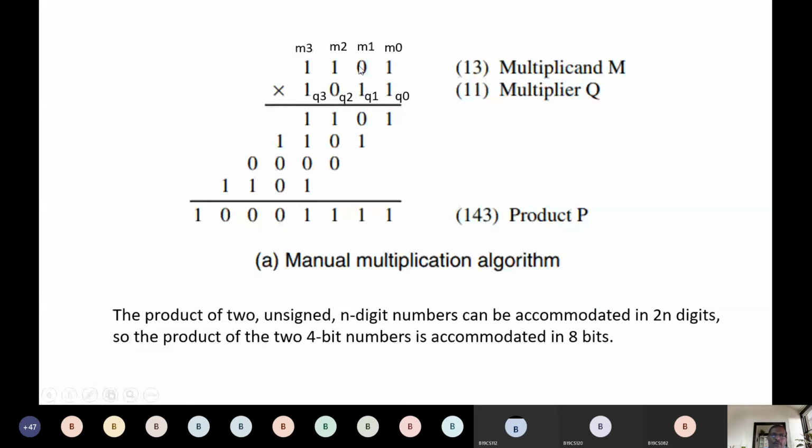The same diagram, you can see 1101 multiplied by 1011. We already know it's 13 and 11, and this is M0, M1, M2, M3, because the multiplicand we are calling M. Similarly, the multiplier is Q, so it's called Q0, Q1, Q2, Q3. So what is our first product? Q0 into M0, next Q0 into M1, Q0 into M2, Q0 into M3.